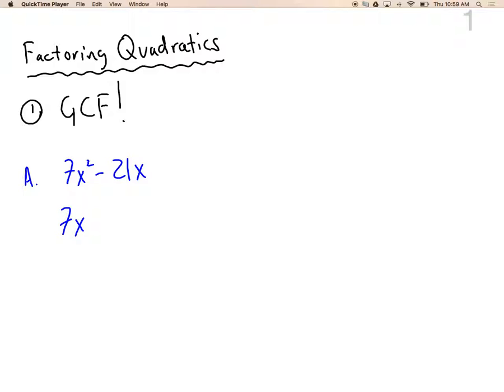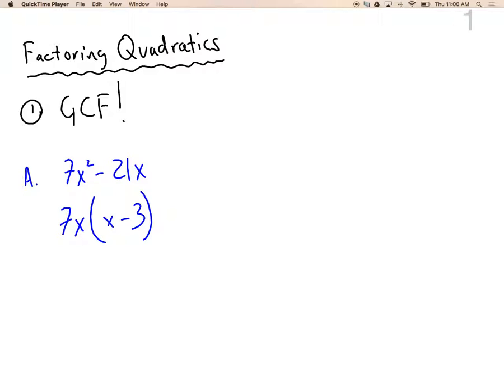So Matt said the greatest common factor is 7x. If I take 7x out of 7x squared, Matt, what do I end up with? You end up with x. And then I take a 7x out of negative 21x, minus 3. Beautiful. Can I do anything else with that? No, so I'm done. Okay.